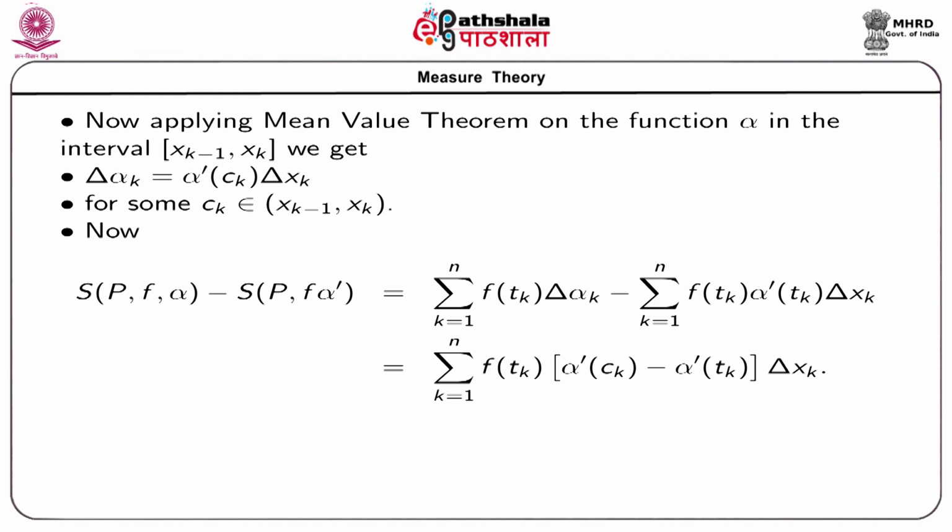So, if we take the difference, S P F alpha minus S P F alpha dash, this is equal to sigma k equal to 1 to n f t k delta alpha k minus sigma k equal to 1 to n f t k alpha dash t k into delta x k, and we can take f t k common, so that the sum becomes sigma k equal to 1 to n f t k bracket alpha dash c k minus alpha dash t k into delta x k.